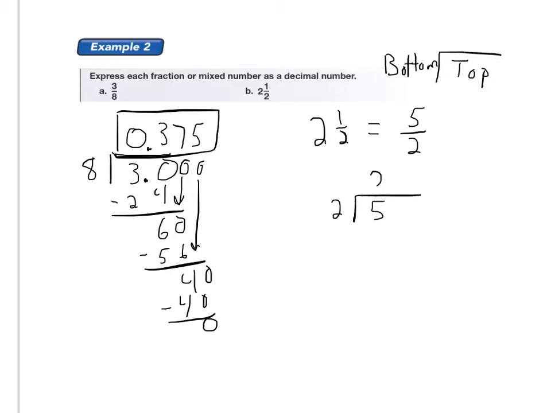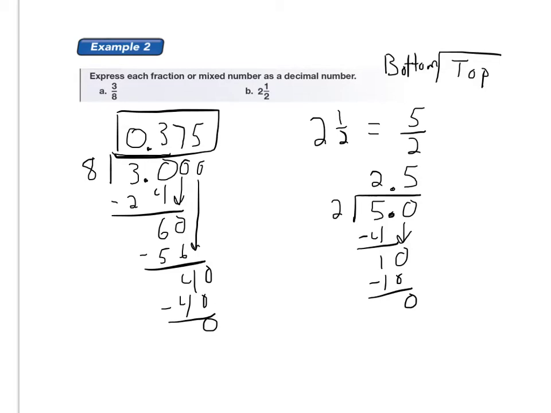I put the top on the inside, the bottom on the outside. 2 goes into 5 2 times. Leaves me a remainder of 1. Again, I have to add a decimal point and a 0, so that I have something to bring down here. And 2 goes into 10 5 times.